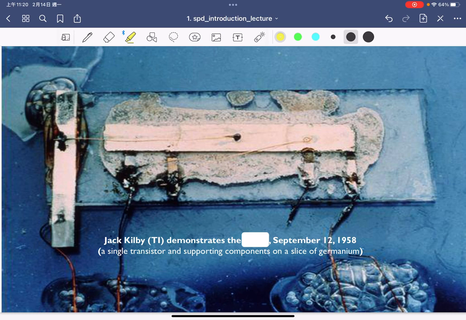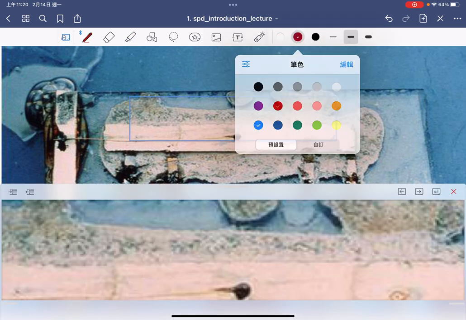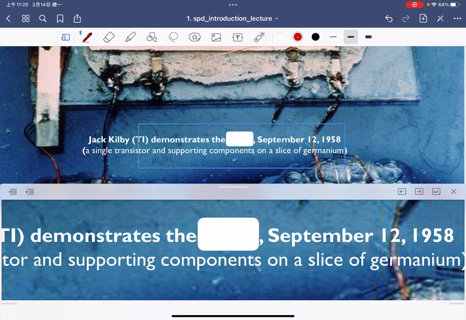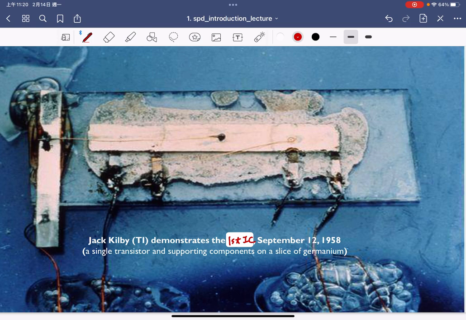Okay. So this is the first IC fabricated by TI for Jack Kilby, who demonstrated the first IC. The first IC was made of germanium, and it was a single transistor, in 1958, a single transistor and supporting components on a slice of germanium. Later on we found that germanium is not very stable, especially if we want a very high quality and stable dielectric, and therefore it's better to use silicon dioxide. That's why silicon became the main trend, because we have very stable silicon dioxide as an insulator.